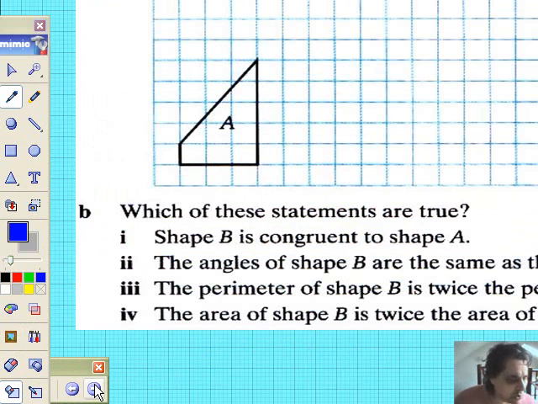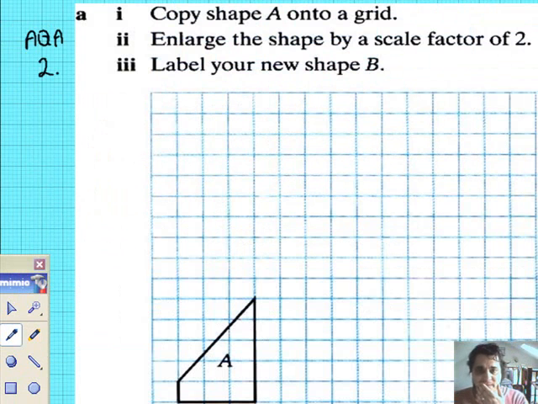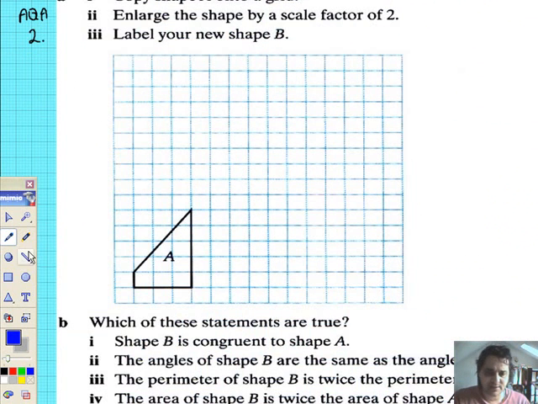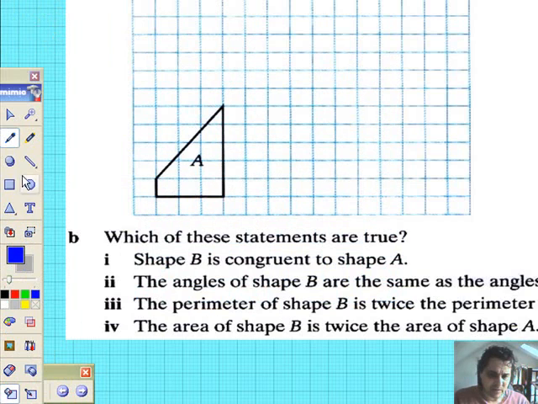But I've chosen the question 2, the AQA style question, and I've got it on the background there. It says copy shape A onto a grid. No, I've done that. Enlarge the shape by scale factor 2. Okay, let me use my pen facility. And if you look carefully, there is no center of enlargement at all. So I'm going to start drawing it randomly here somewhere.